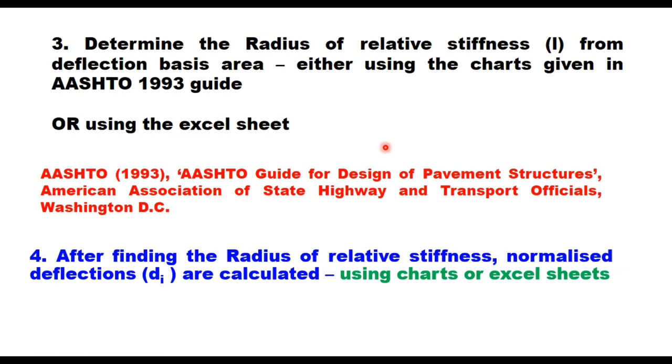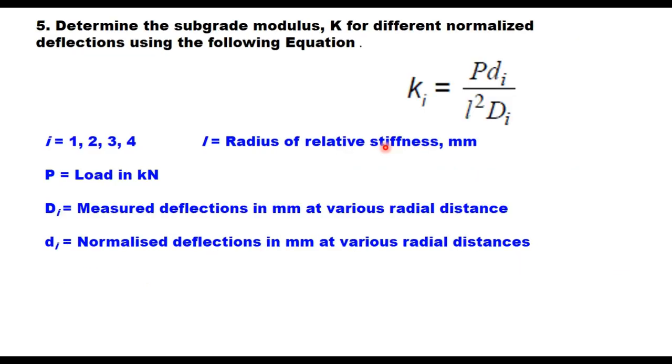Then the fifth step is to determine the subgrade modulus K for different normalized deflections using the following equation, that Ki is equal to P into Di upon L square into Di bar. Here i is 1, 2, 3, 4, that is, these are four positions of the deflections, and L is the radius of relative stiffness, P is the load in kilonewton, and Di is the measured deflection in millimeter at various radial distances, and Di bar is the normalized deflection at various radial distances. This Di bar is calculated using the Excel sheet, and this Ki value is also calculated using the Excel sheet. I'll come to that sheet a little later.